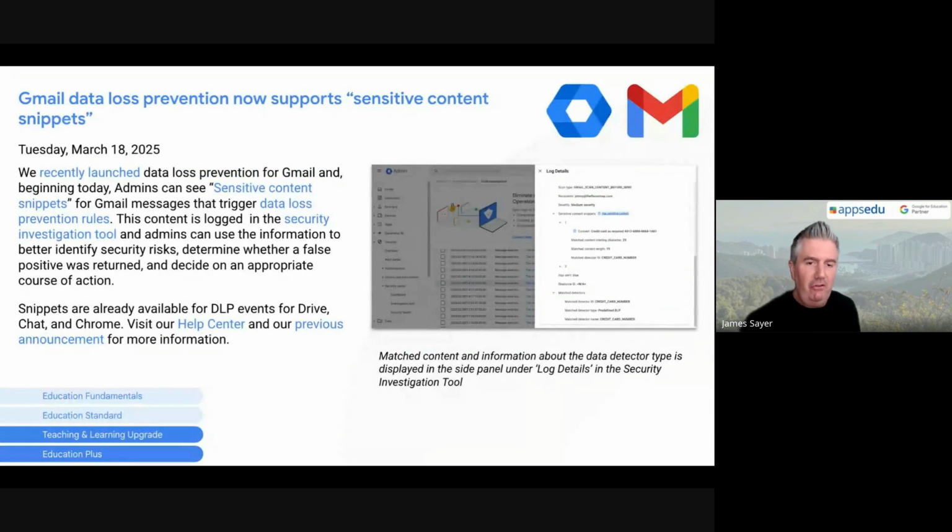Okay, Gmail data loss prevention is now supporting snippets, which is going to make it easier for you to get insights as to if a message is being flagged by one of your DLP rules inside of Gmail. It can be much easier to see what portion of that message has been flagged.